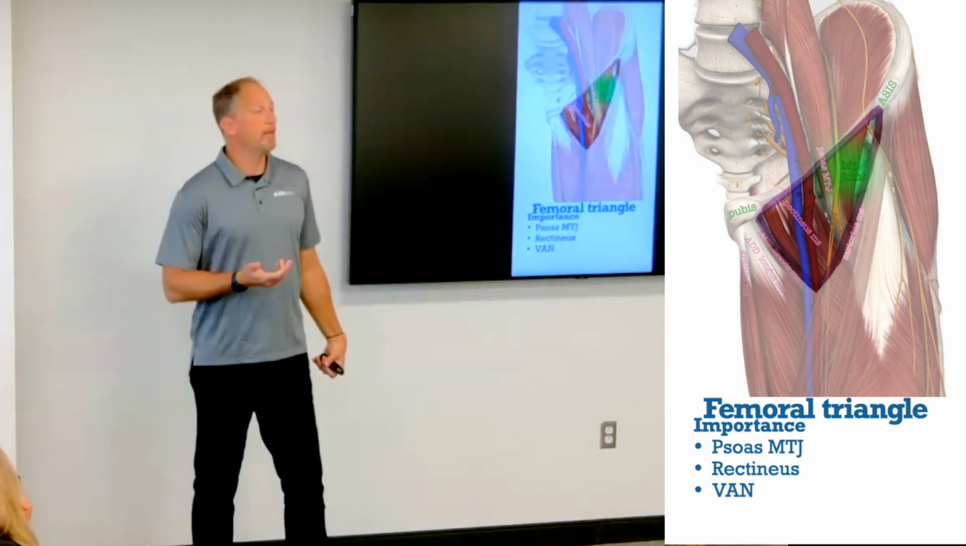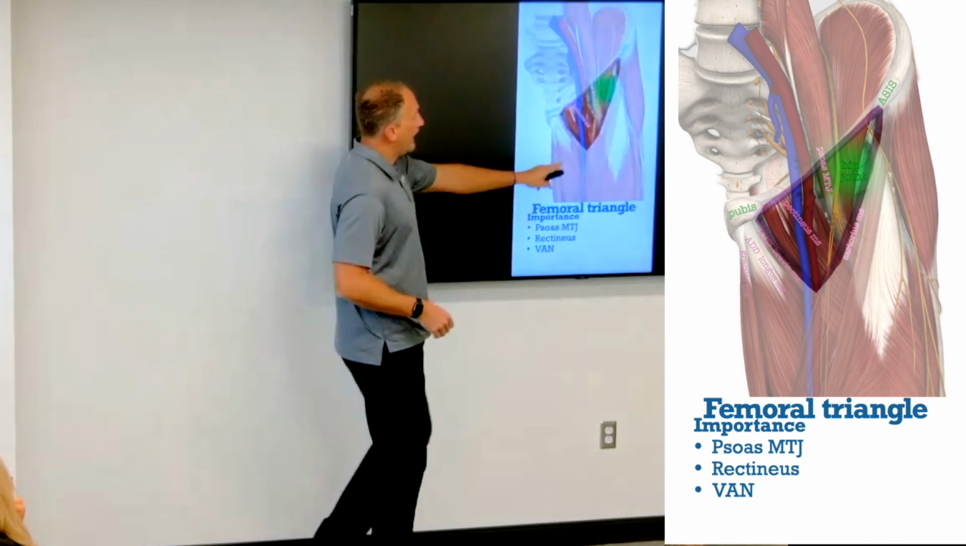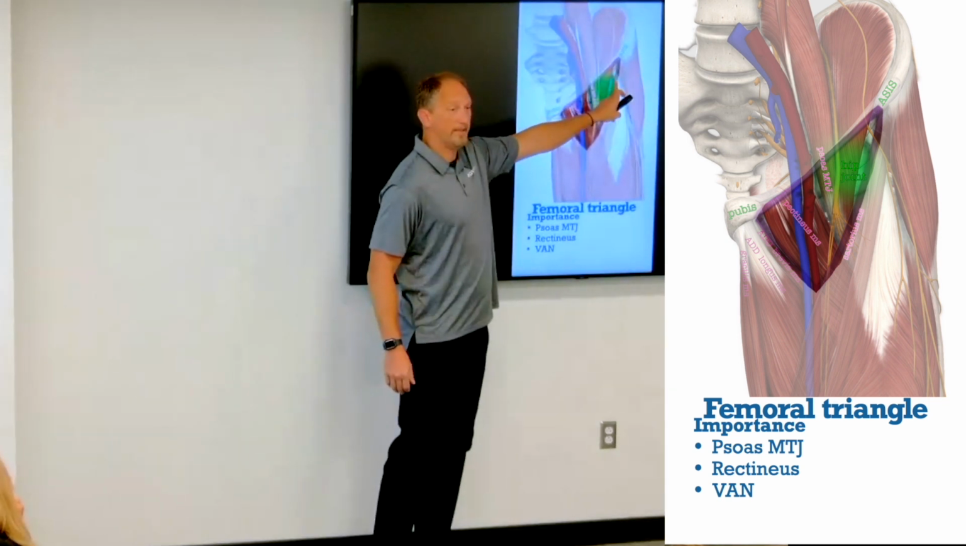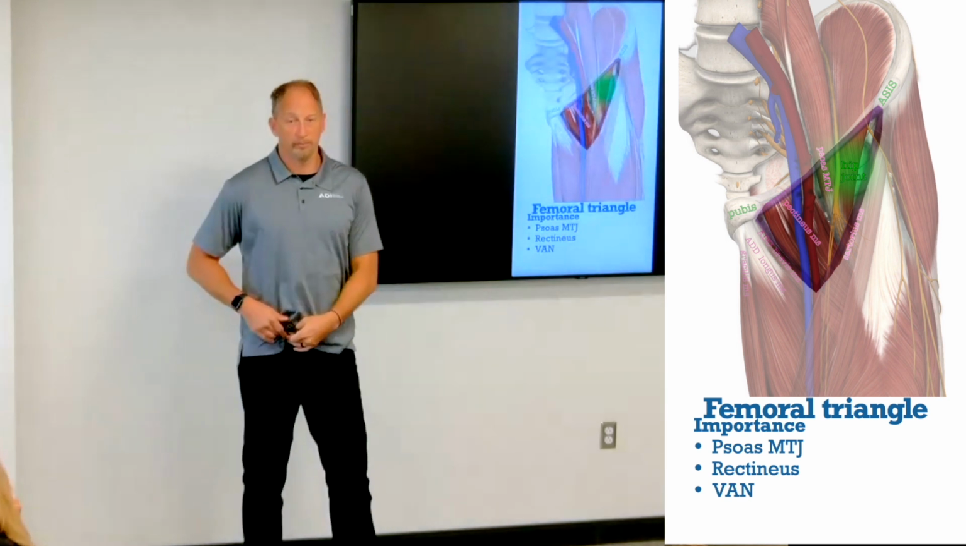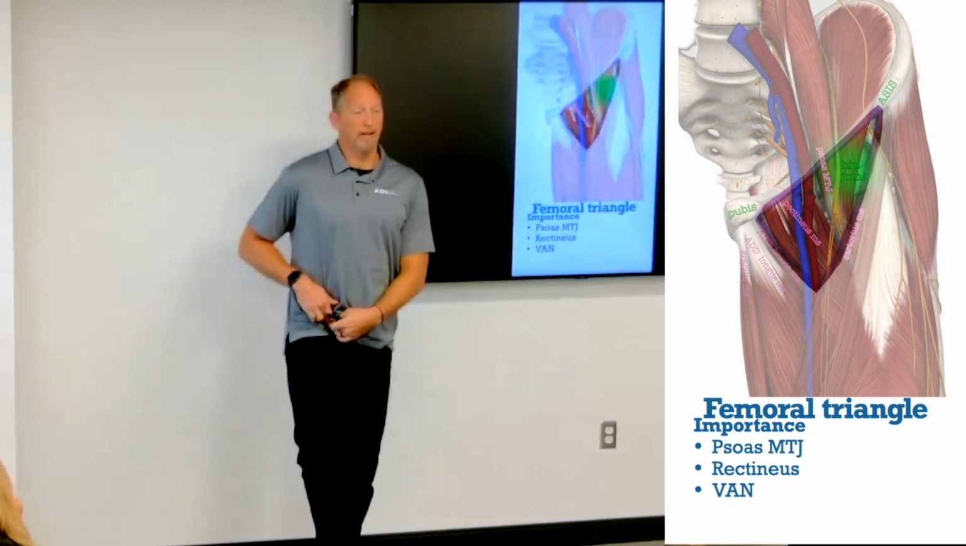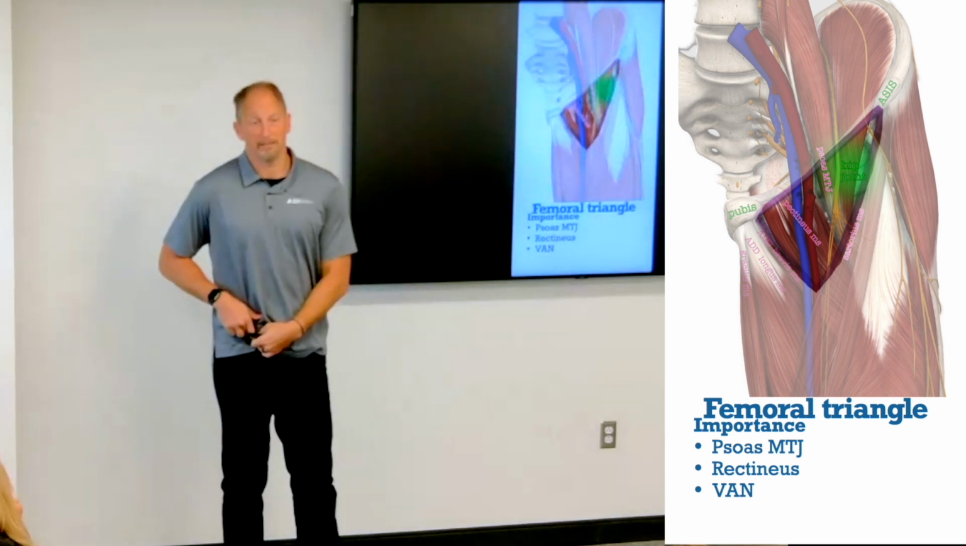We can kind of get in there and address that. If you don't want to needle somebody there, you can actually do any kind of manual technique into that area as well. You just want to find the ASIS, go down 1 inch, go medial 1 inch, find where that psoas is, make sure you're just medial to that psoas.